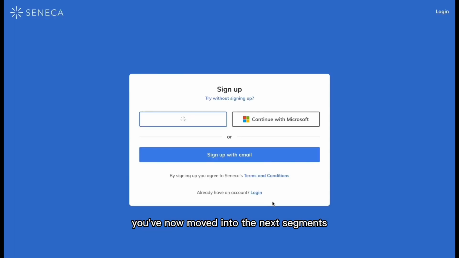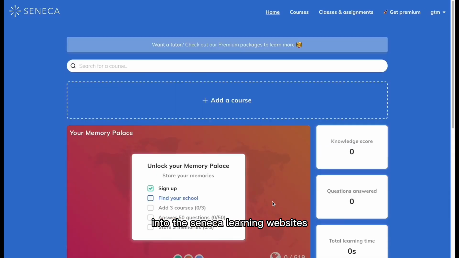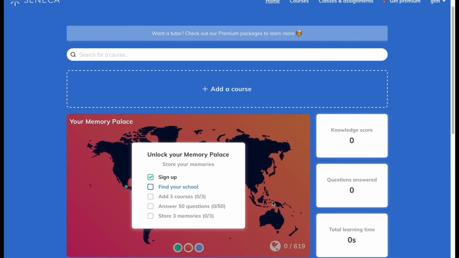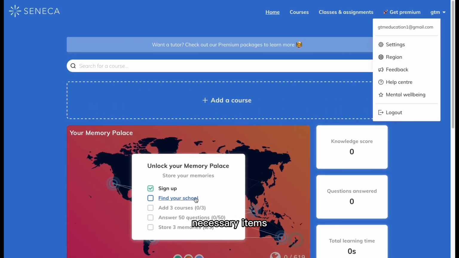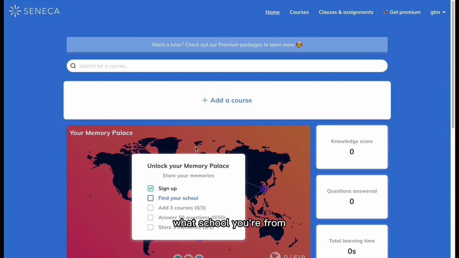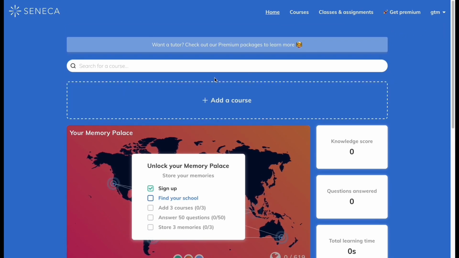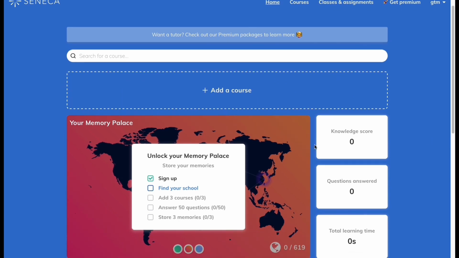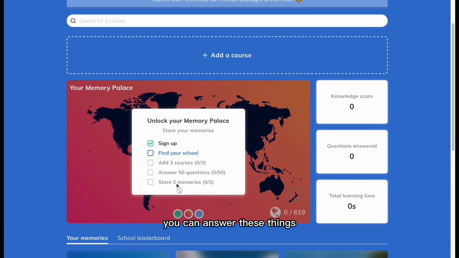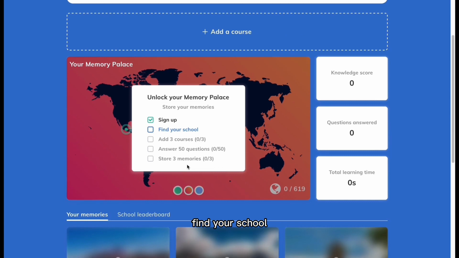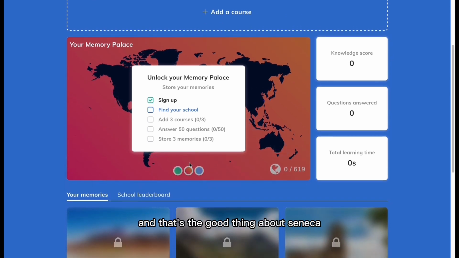So we've now moved into the next segments, into the Seneca Learning website, and you can fill in the necessary items. You will normally see a pop-up screen asking what school you're from, like a 3-step process that you can move on to. But if we go inside, you can answer these things such as sign up, find your school, add 3 courses, answer 50 questions, sort 3 memories. It's like a challenge, and that's the good thing about Seneca. It suits guys like yourself. You're very young, and it's an opportunity to learn in a fun way, and it won't seem like revision. That's the best part about Seneca.